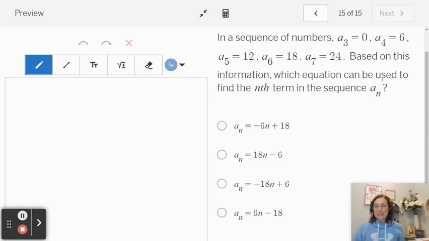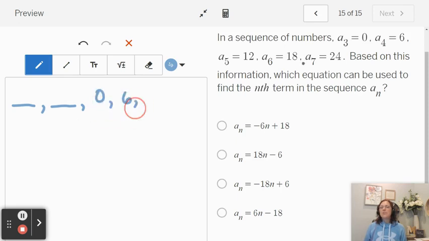So notice in this one that we are told something different. We are told a sub 3 and a sub 4 and a sub 5. So here's what that means, my friends. That means there is a sequence, and the third term is 0, and the fourth term is 6, and the fifth term is 12. You catching my drift here? That's what they mean by a with the little 3. They're saying the third term in the sequence.